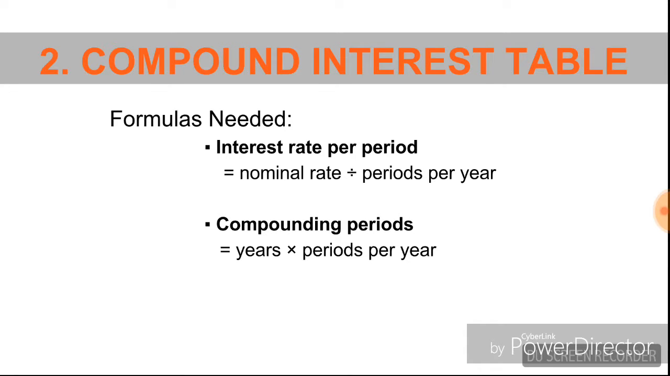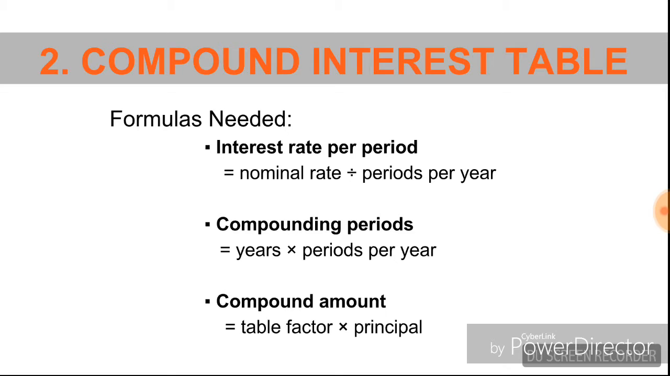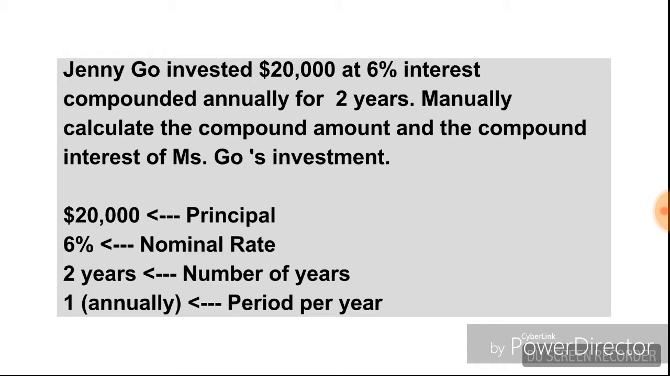Next is the formula for the compounding periods, wherein you'll multiply the number of years by the number of periods per year. The last formula is for computing the compound amount, wherein you'll multiply the table factor by the principal. Let us use the same problem to see if we will obtain the same answer.